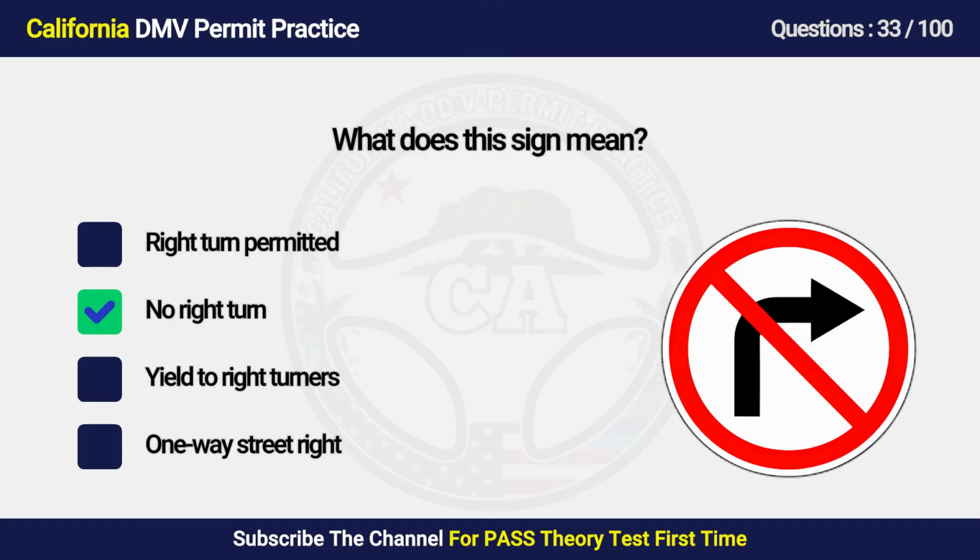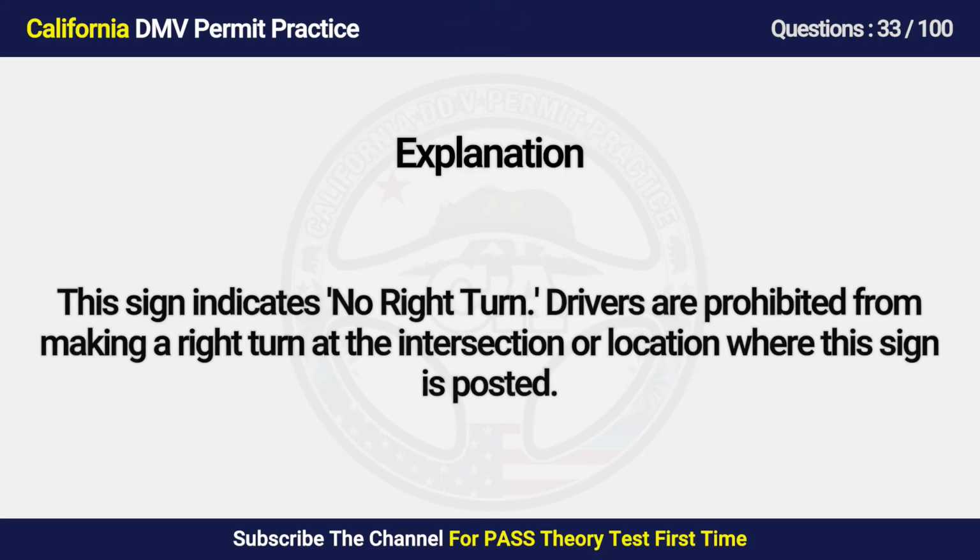Answer is B, no right turn. This sign indicates no right turn. Drivers are prohibited from making a right turn at the intersection or location where this sign is posted.